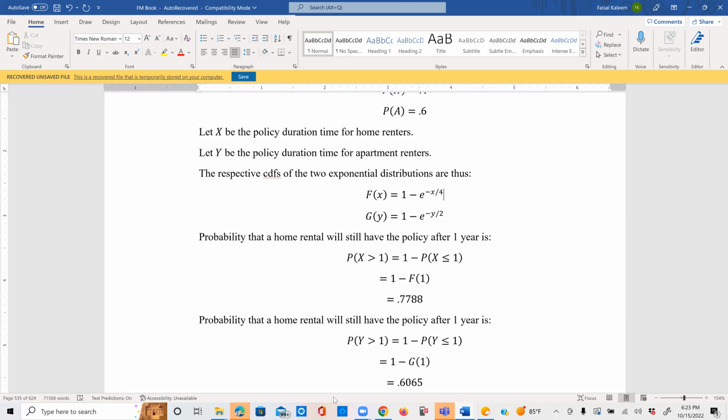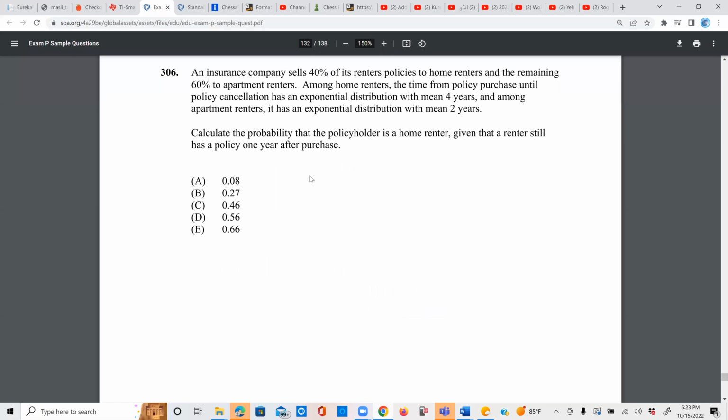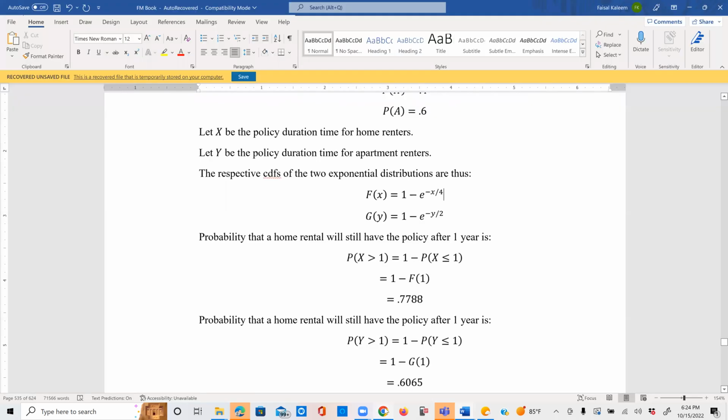So we are interested in the situation that a renter still has the policy after 1 year, because we read the last line, we are saying calculate the probability that the policyholder is a home renter given that the renter still has a policy after 1 year. So we are interested in the probability that the duration of the policy is at least 1 year, or greater than 1 year, doesn't matter since it's a continuous distribution.